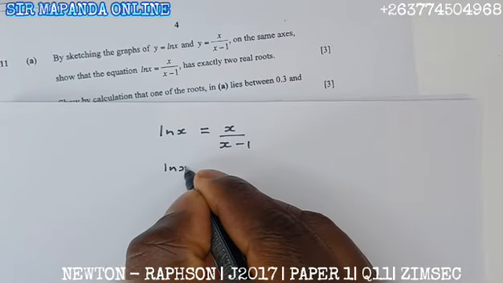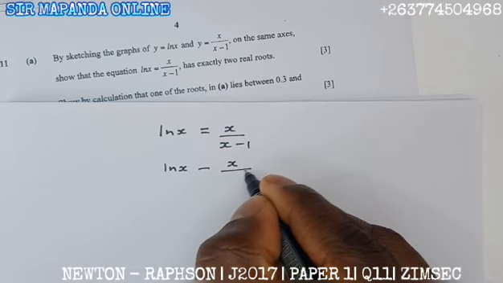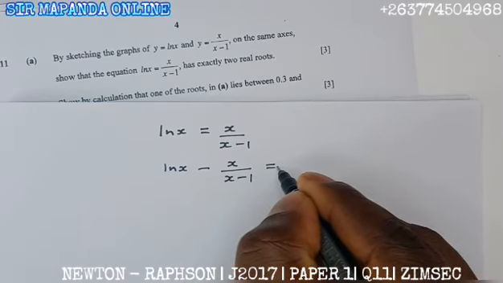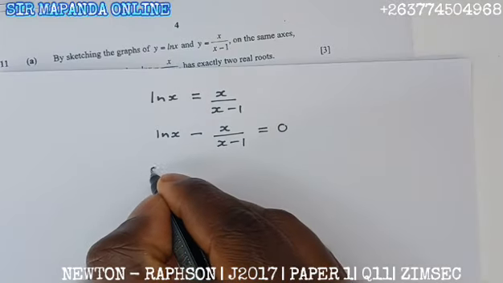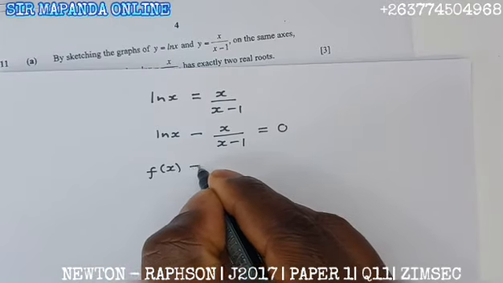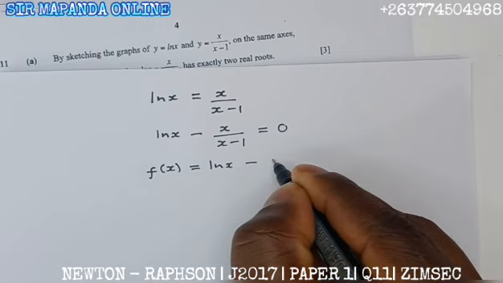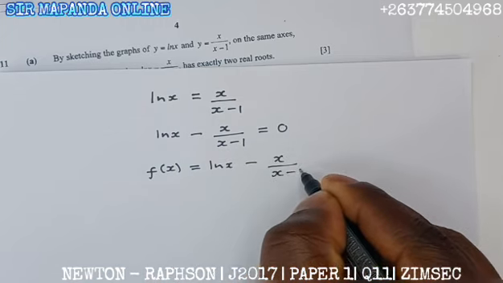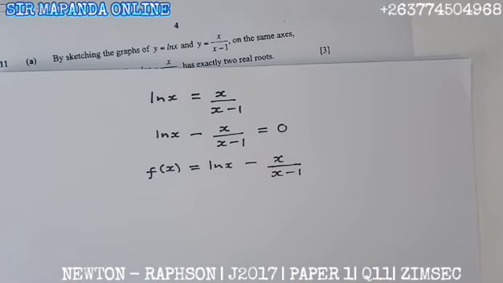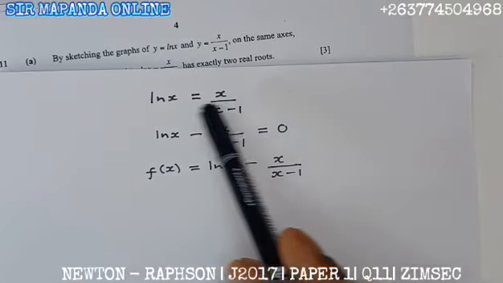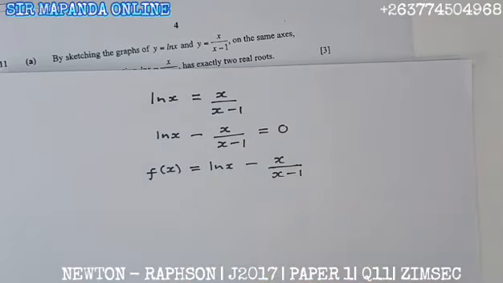So you are saying ln x minus x over x minus 1 is equals to 0. It means your function is f of x is equals to ln x minus x all over x minus 1. Then you ignore the 0. So this is the first thing to do. Create the function by moving everything to the one side. I hope you are following. So the choice is yours. You can move x over x minus 1 to the left, or you can move even ln x to the right. The choice is yours. I hope you are following.